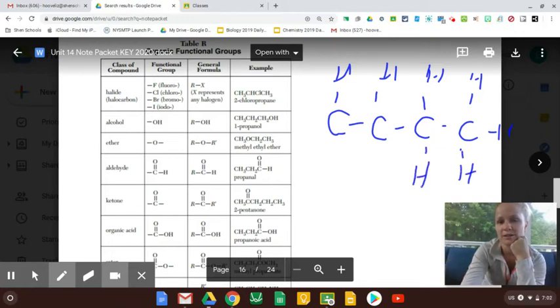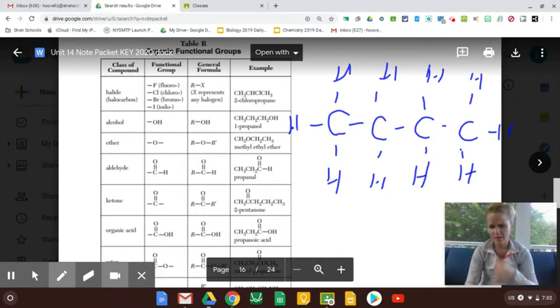Sometimes there's like a double bond in there or something. But right now, this is just kind of an oil. It's just an alkane. Different kinds of oil. It could be butane or propane or octane. This happens to be 4, so it's butane.